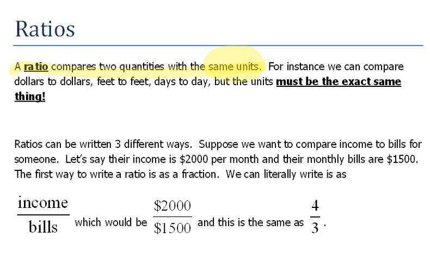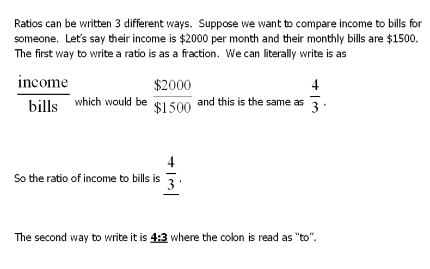Now, ratios can be written three ways. Let's look at the most popular way first. So let's say that we want to compare monthly income to bills, somebody's stuff here. So let's say that their income is $2,000 a month and their monthly bills are $1,500.